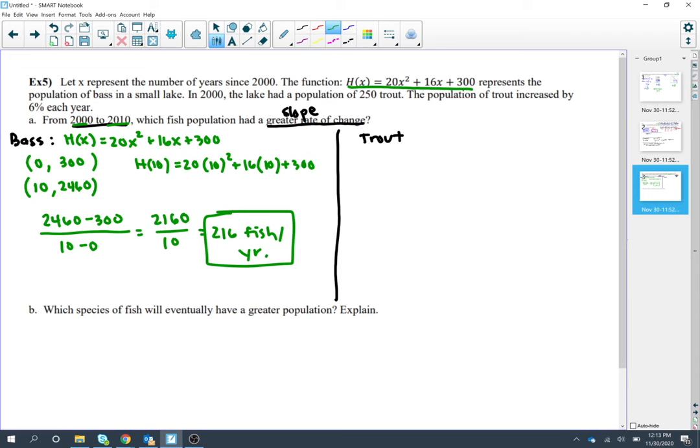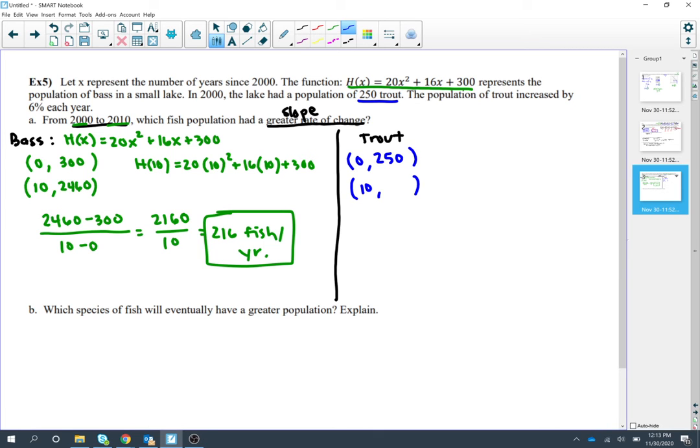Now we have to go do trout. So if we're doing trout, essentially we want to do the same thing. So I'm going to have 0, comma something, and then I'm going to have 10, comma something. Well, looking at the trout population, what was the initial trout population in the year 2000? Well, it says right here, 250. But what was the trout population 10 years later? Well, they don't tell me that, but they did tell me that the trout population increases by 6% each year.